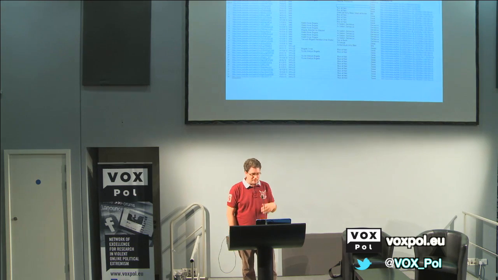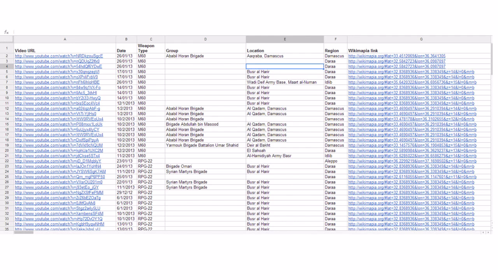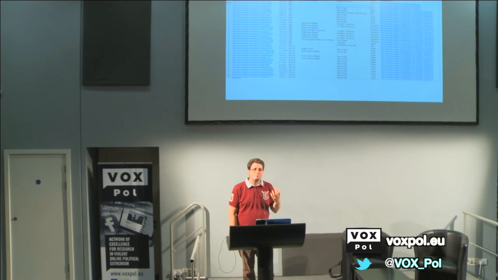So I did something quite basic, really. I created this spreadsheet. I just started putting in every single video I found. I put a few key pieces of information: the date, what they were, the group who had them, the location, and what region it was in. Really basic information. But from that, I could start seeing a pattern.